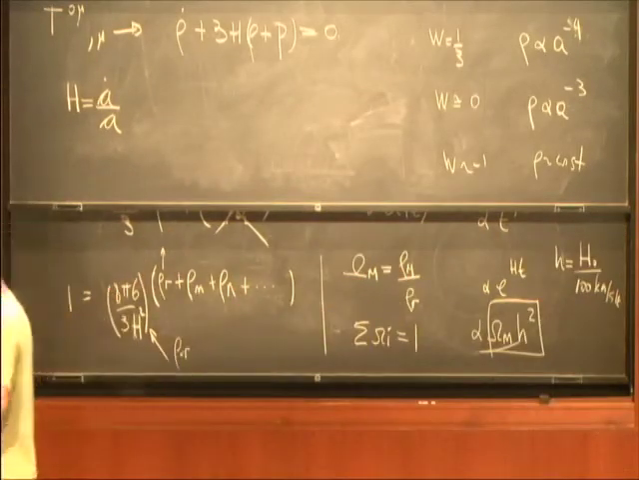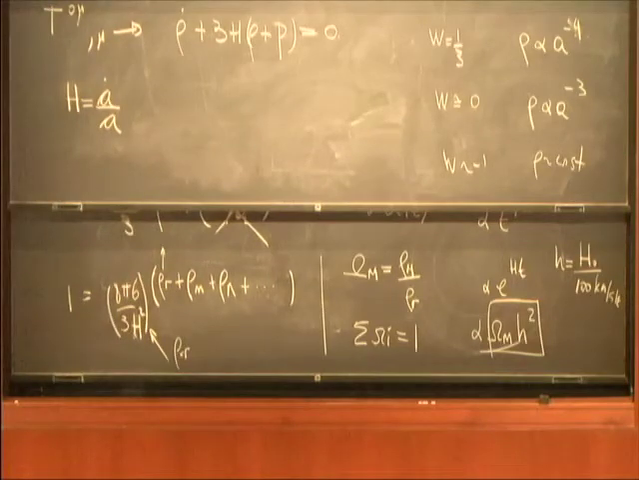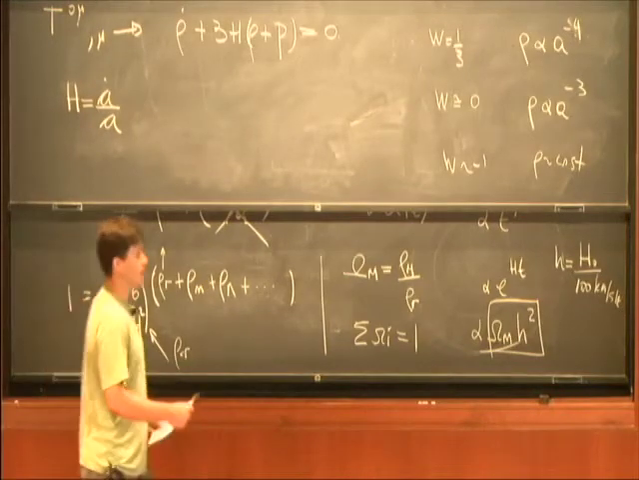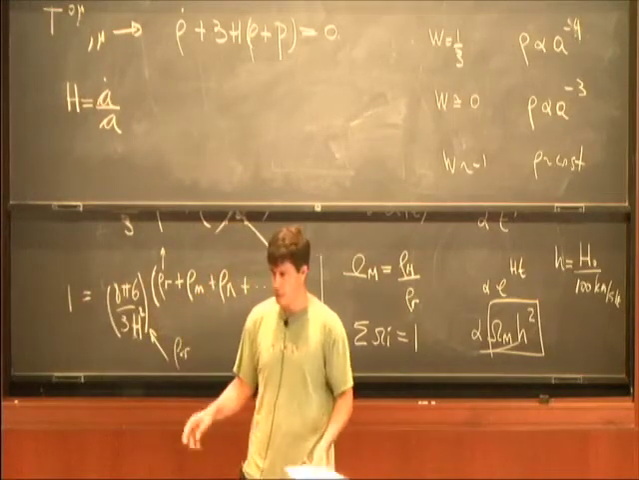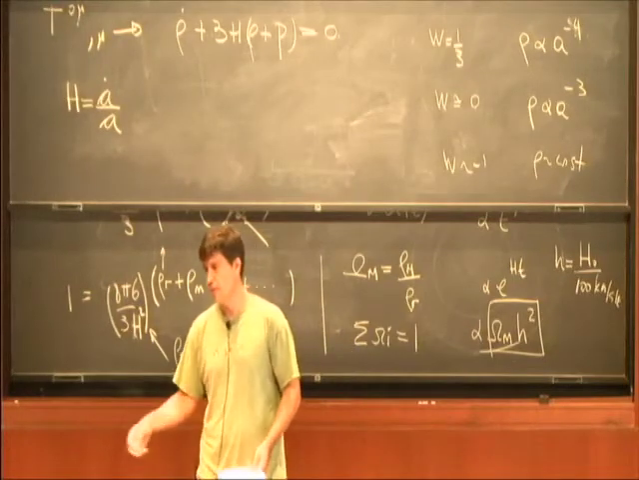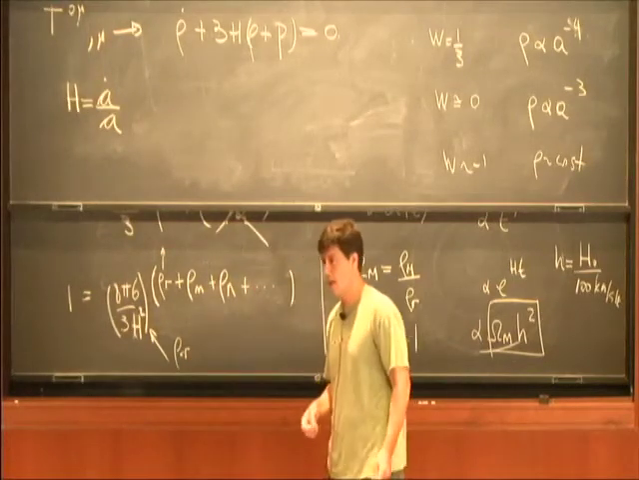It affects, for example, the rate at which structure can grow or not grow during a period in which the energy density is dominated by a cosmological constant. Pretty much structure formation stops. And so it does lead to consequences, and when we talk about large-scale structure, we will see that.